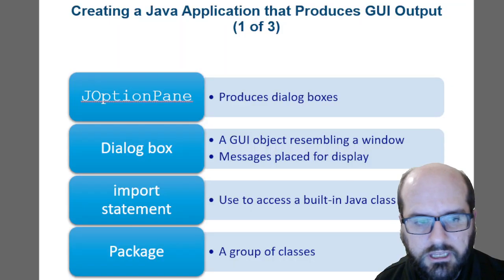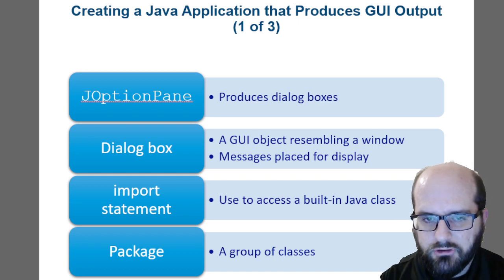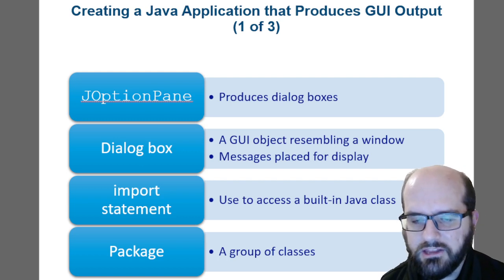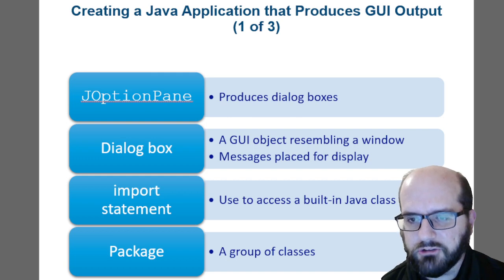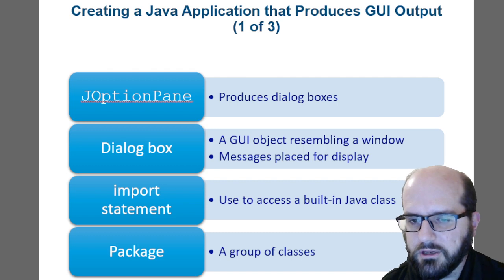Alright, so we're looking at program code that uses JOptionPane to produce a dialog box. So something that the user can see, just like Microsoft Windows. A dialog box is a GUI object representing a window. The messages are placed for display.